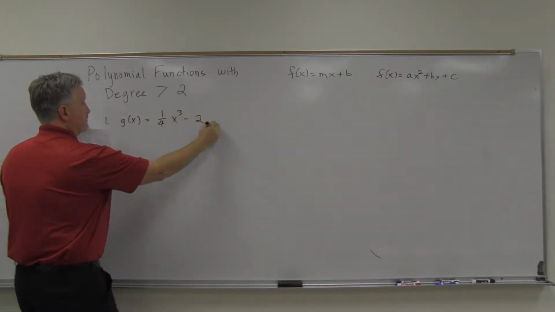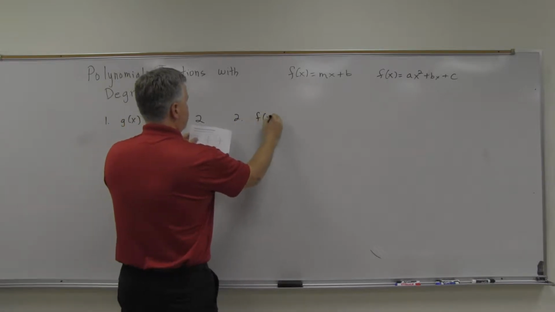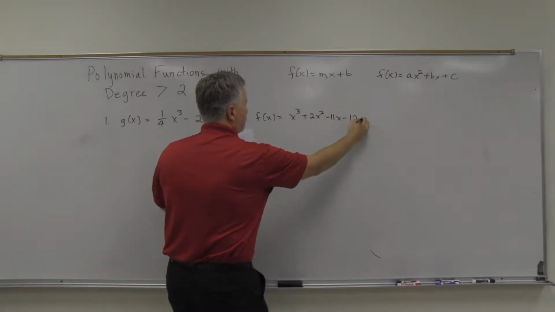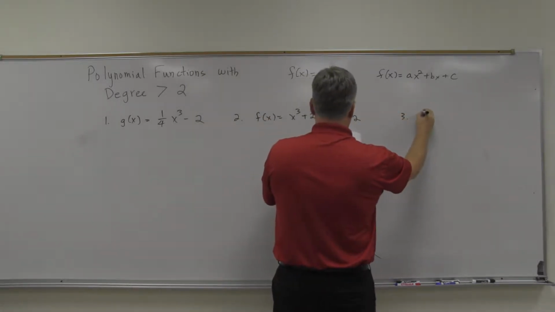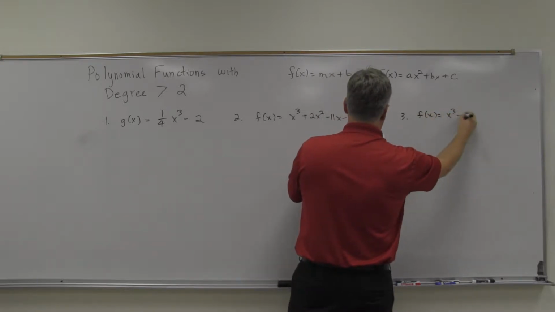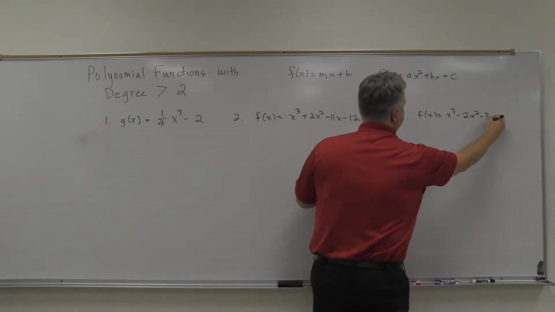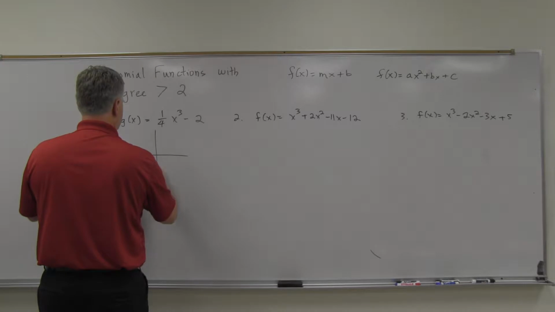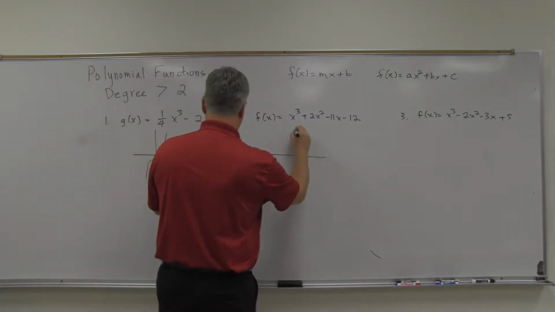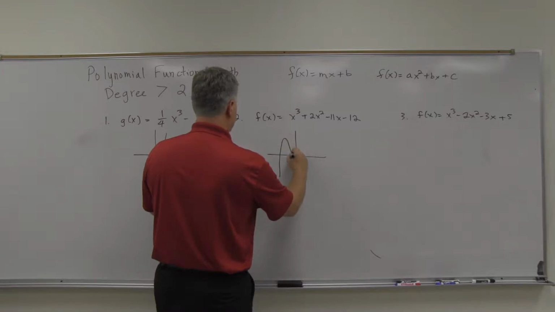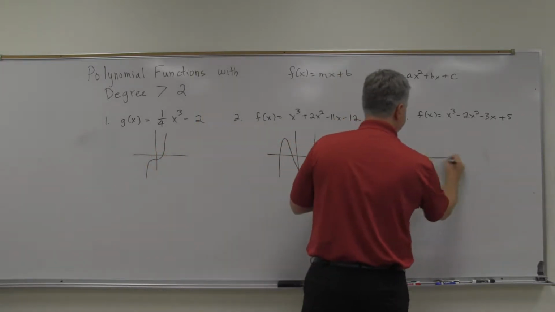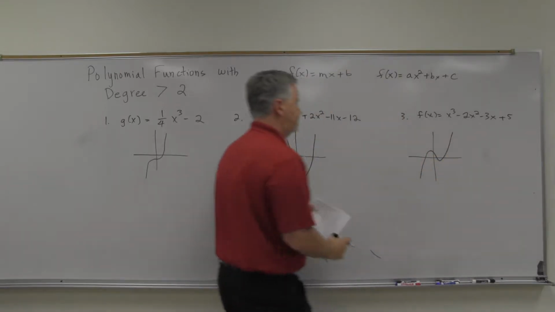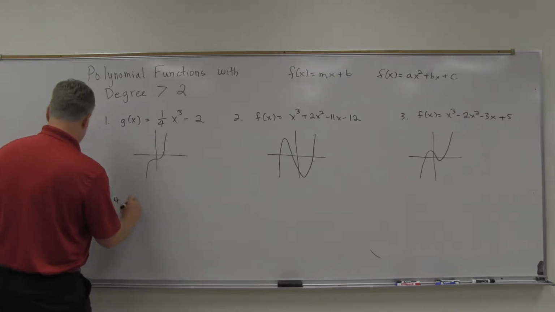1/4 x cubed minus 2, x cubed plus 2x squared minus 11x minus 12. The third one is f of x equals x cubed minus 2x squared minus 3x plus 5. Here are the graphs of those. Real quick, because I want to make a quick point, but it's a helpful one. So that's 3, 4, and 5.